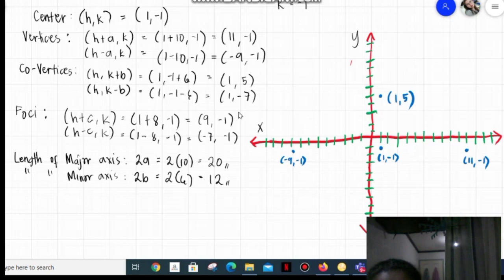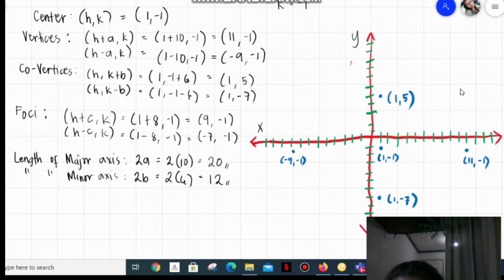Next naman natin, last one sa mga vertices is si (1, -7). So, ito yung ating positive 1, and then negative 7: 1, 2, 3, 4, 5, 6, 7. So, nandito, (1, -7). Na-imagine na agad kung nasan si ellipse. Ayan o, si ating ellipse.